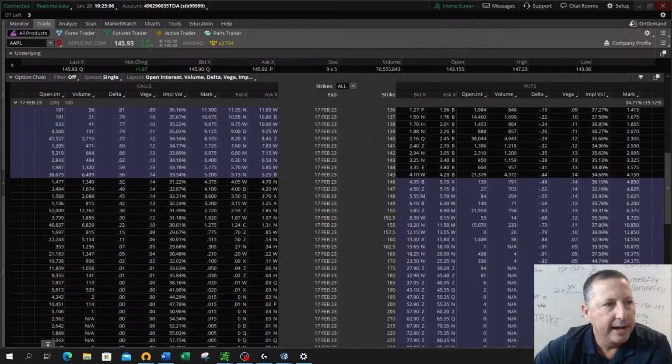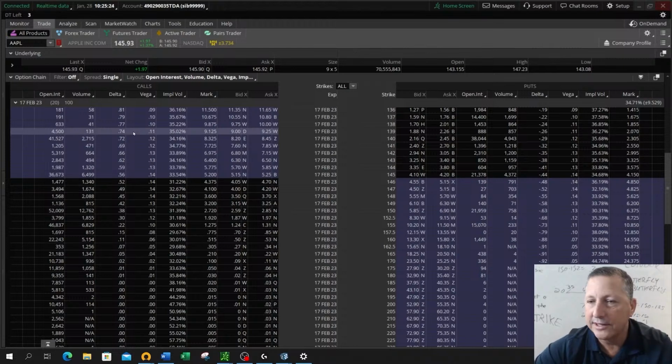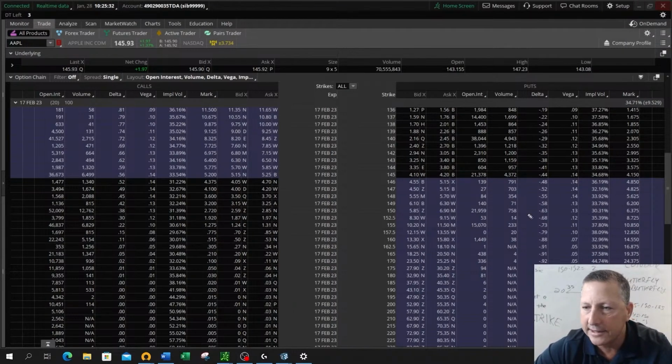Okay, next column over. Mark, then bid, then ask. Bid and ask is just where do people in the world, traders in the world, want to buy or sell a particular option. There's buyers in the world, there's sellers in the world. Remember, this is like an auction market, right? It's a negotiated market.